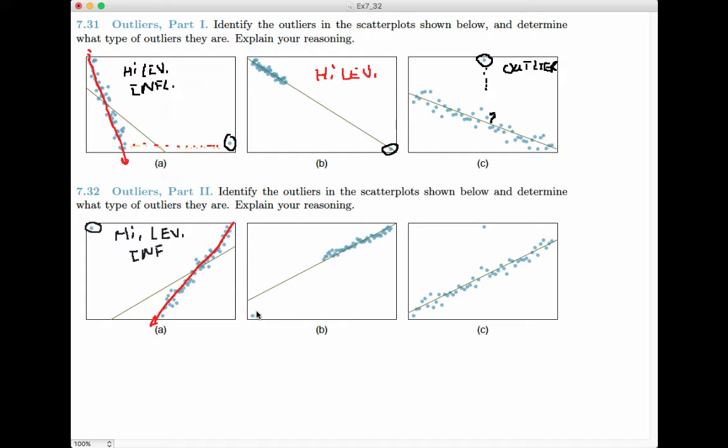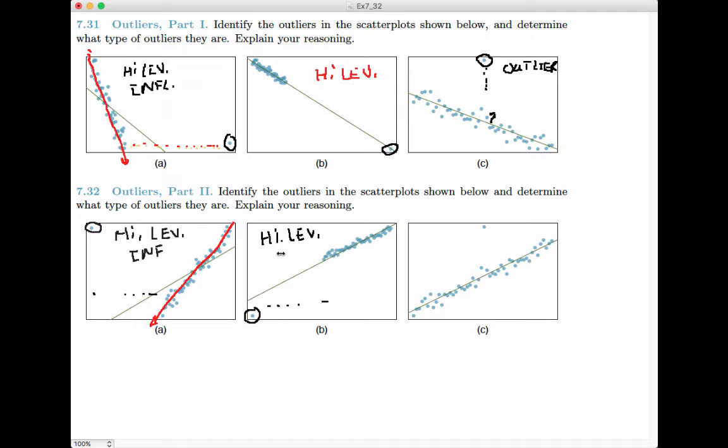Okay, so come back over here in part B, and we see that we have a data point down here that's again going to have a lot of leverage. Keep in mind what leverage comes from: a horizontal distance away from the data set. And this has a very large horizontal distance away from the data set. So this data point has high leverage, but is it influential or not?